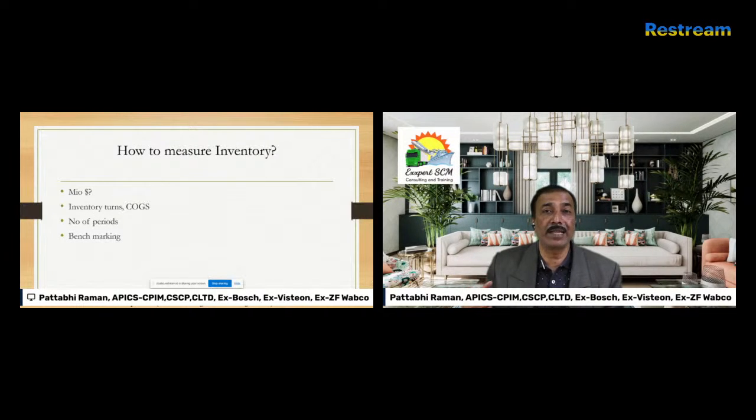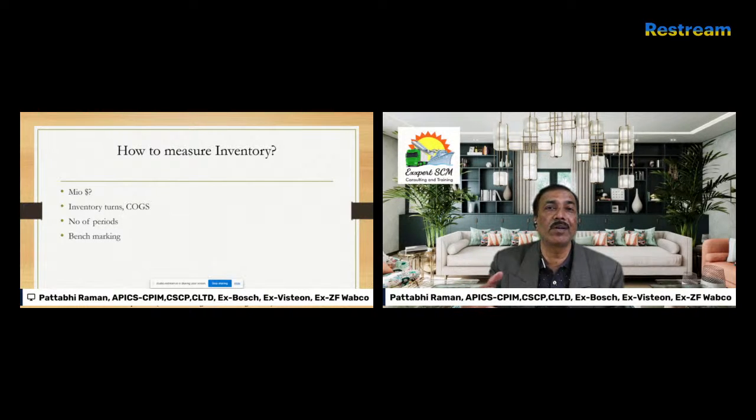But how much is better? The higher the inventory turn, the better it always is. So if someone asks which is the best inventory turn for a given industry, then you may have to compare with your nearest competitor. If the competitor's inventory turn is 10 and you are at 5, then 10 is always better, and you have to see how to improve to 10. That is the nearest way of comparing with a competitor.